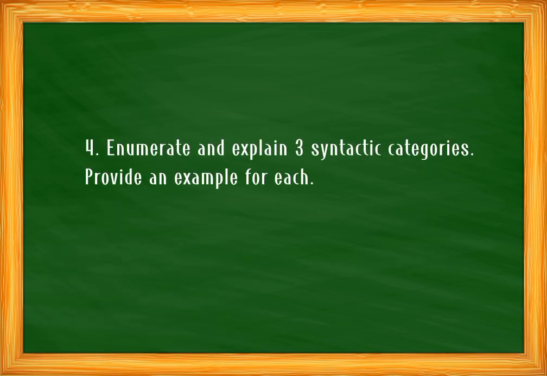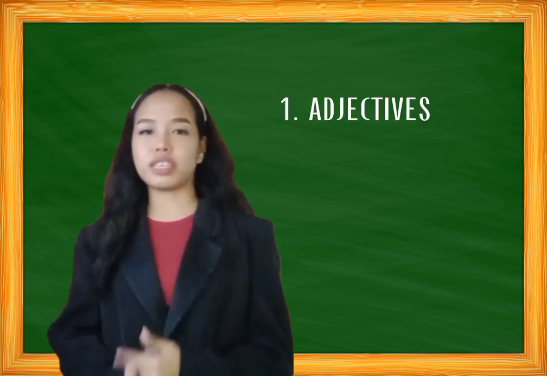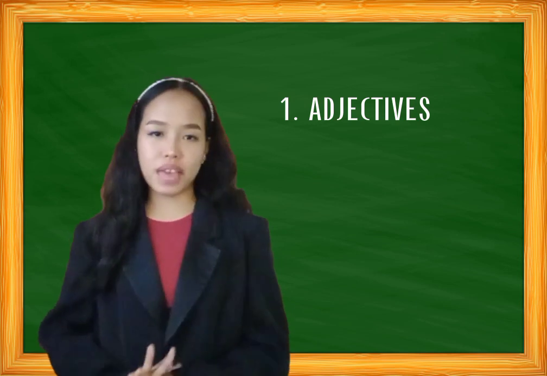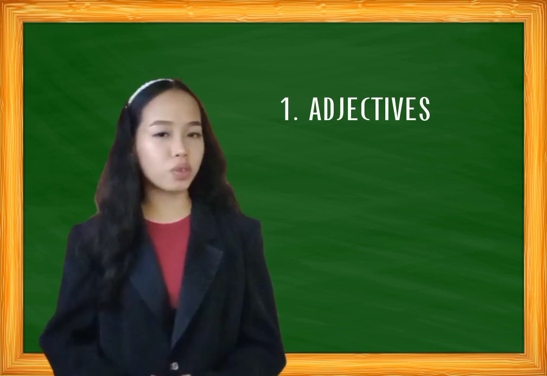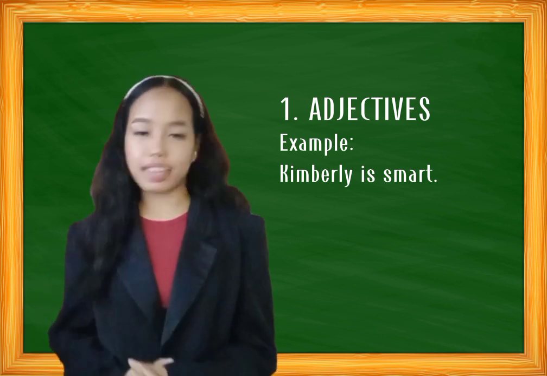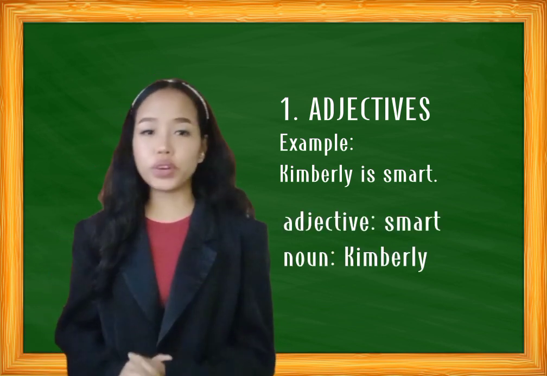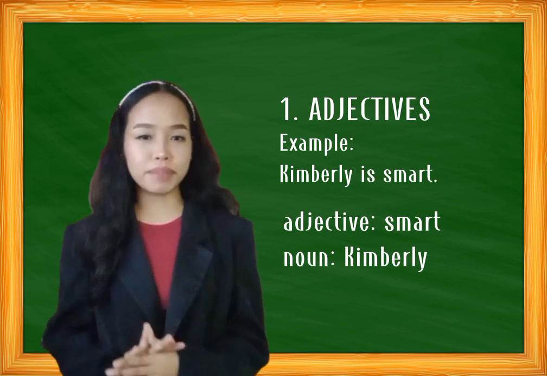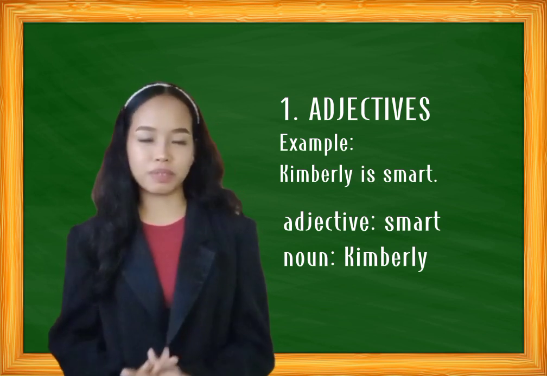4. Enumerate and explain 3 syntactic categories. Provide an example for each. Adjectives. These are words that are used to describe a noun or pronoun. For example, Kimberly is smart. The word smart is complementing Kimberly as a noun.